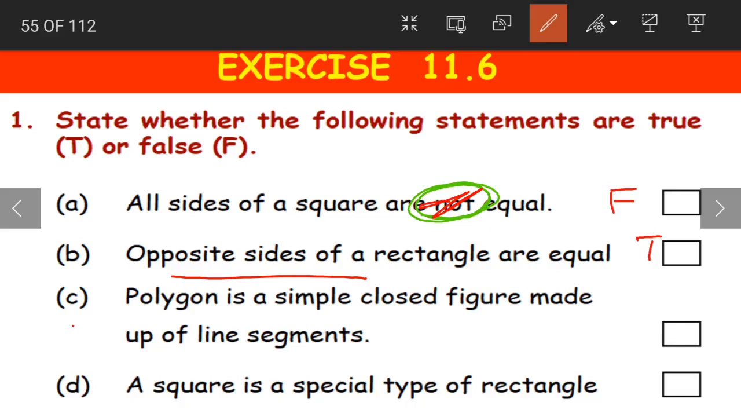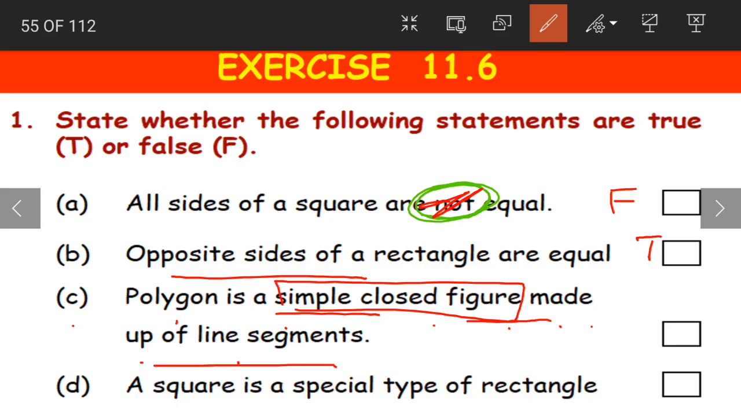Now coming to statement C, a polygon is a simple closed figure made up of line segments. What is a polygon? If we recall, a polygon is nothing but a simple closed figure made up of line segments. Those are the two conditions. First, it should be a simple closed figure, and the next is that it should be made up of line segments. As both these conditions are satisfied, it is a polygon. So statement C is true.